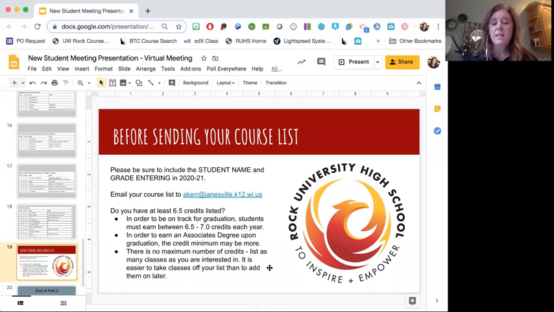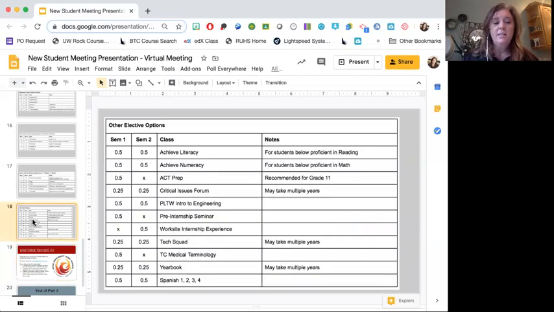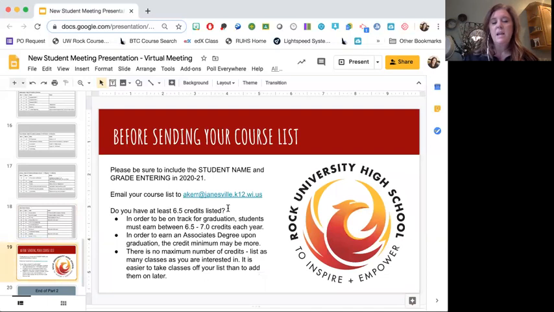And some things that I want you to consider before you send it off to me is, do you have at least 6.5 credits listed? So when you go back and kind of add up how many credits for each class for both semesters, do you at least have 6.5 credits? In order to be on track for graduation, students must earn between 6.5 to 7 credits each year, and that's a minimum. Most students earn more than that every year.